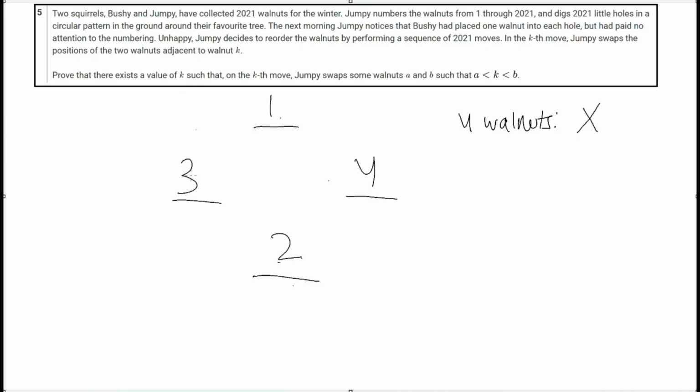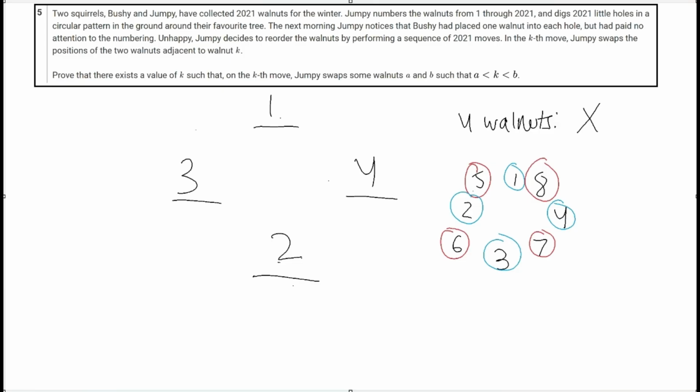In general, we can find a similar construction that shows that an even number of walnuts does not work, because we can place 1, 2, 3, 4, and then 5, 6, 7, 8. Where the 5, 6, 7, 8 are the large values, and the 1, 2, 3, 4 are the small values. So the reason why even n does not work is because we can distinguish between these large and small values in a very organized way.